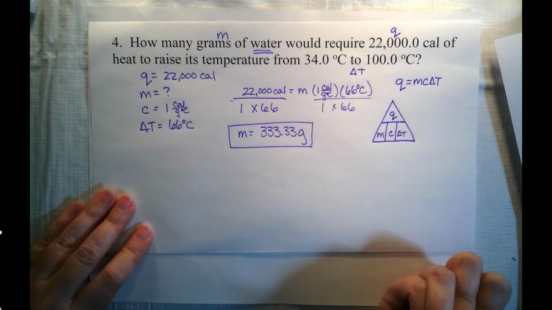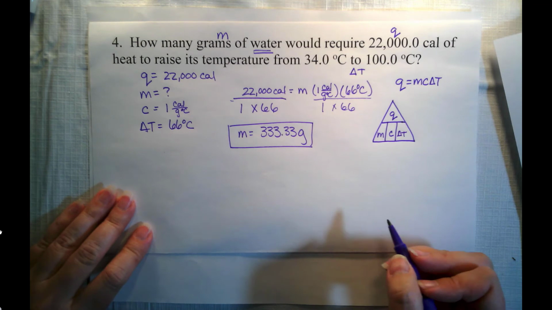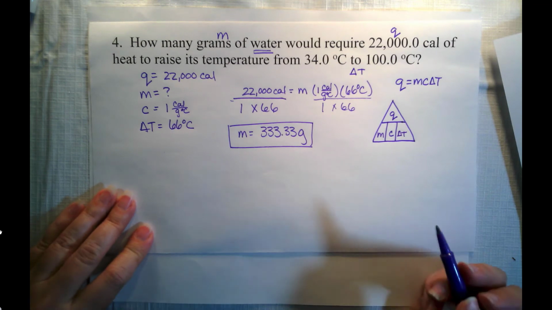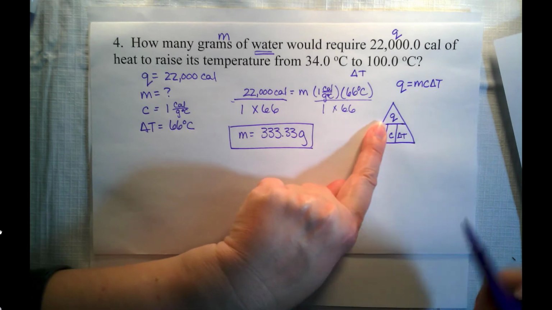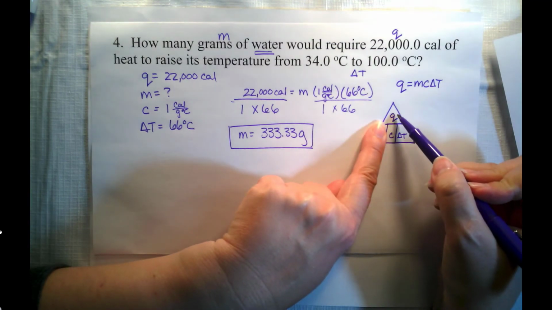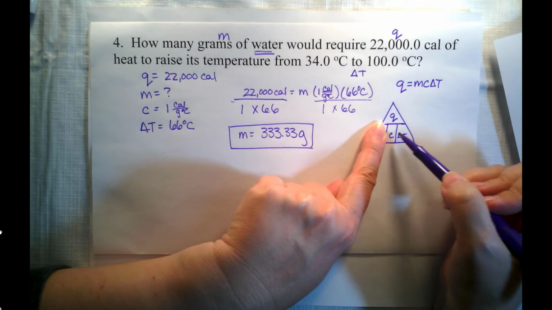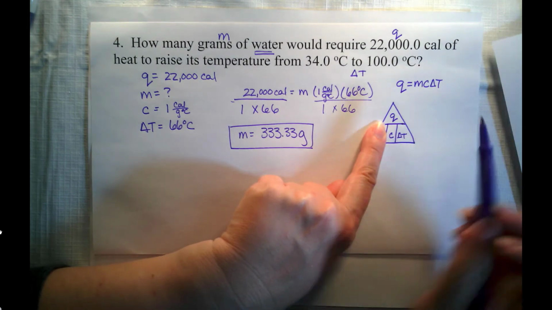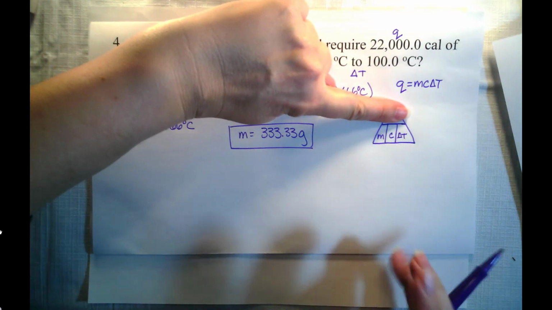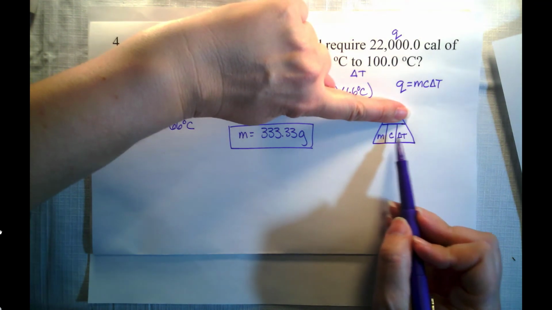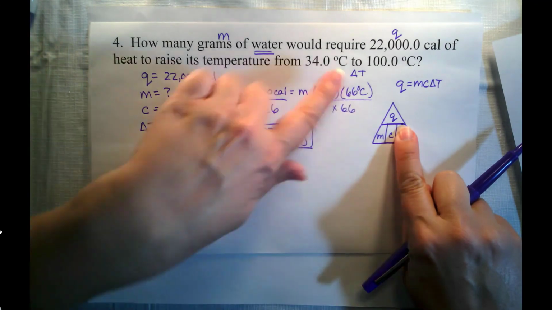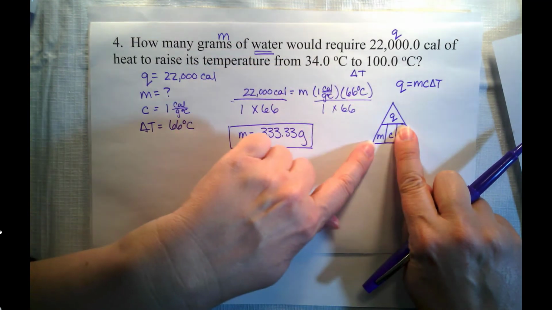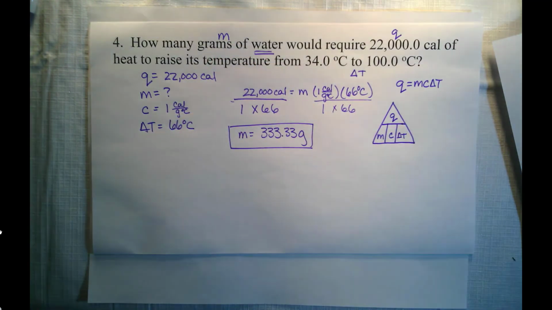And so what you can do if you're not sure what to do is you can cover up what you don't know. So I don't know M. So I'm going to have whatever Q is divided by C times delta T. If I'm looking for Q, I'm going to be multiplying MC delta T. If I need to find delta T, I'm going to do Q divided by M times C. Hopefully that helps you out a little bit with that.